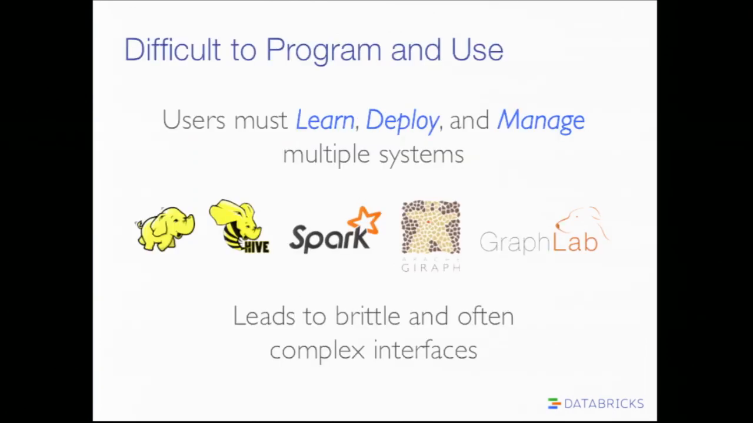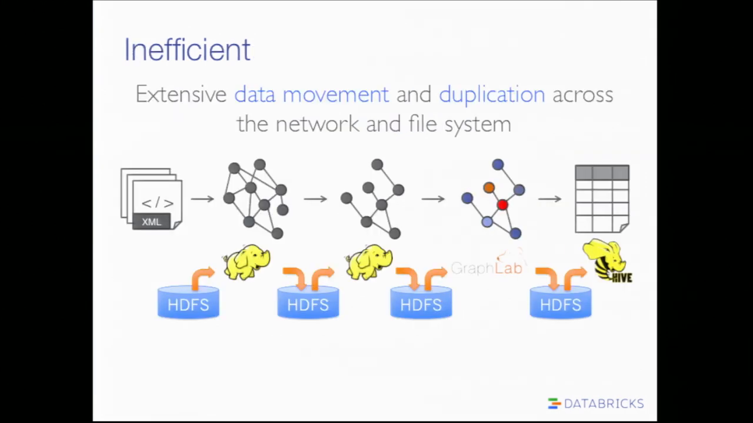First, it forces the user to learn, deploy, and manage multiple systems. So that's an operational complexity. And also, to share data between those systems, it requires the user to move the data across the network and file system, for example, by reading and writing it to HDFS. And also, different systems might build the same indexes over the data, but can't reuse that shared work across systems.